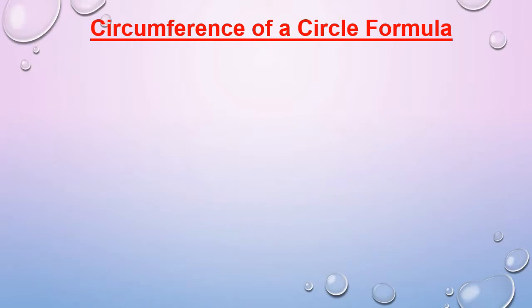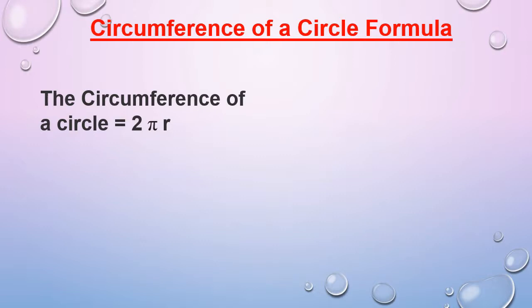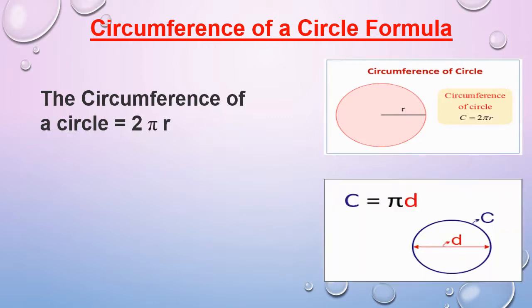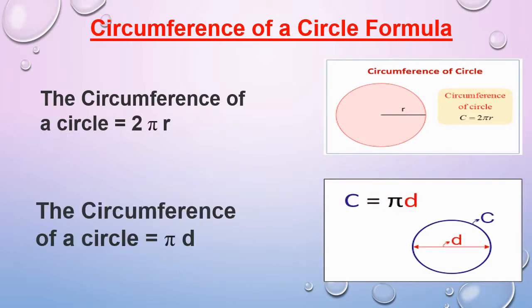Circumference of a circle formula. The circumference of a circle is equal to 2 pi r. Pi is the mathematical constant where r is the radius of a circle, or the circumference of a circle is equal to pi into d. Pi is mathematical constant and d is the diameter of a circle.